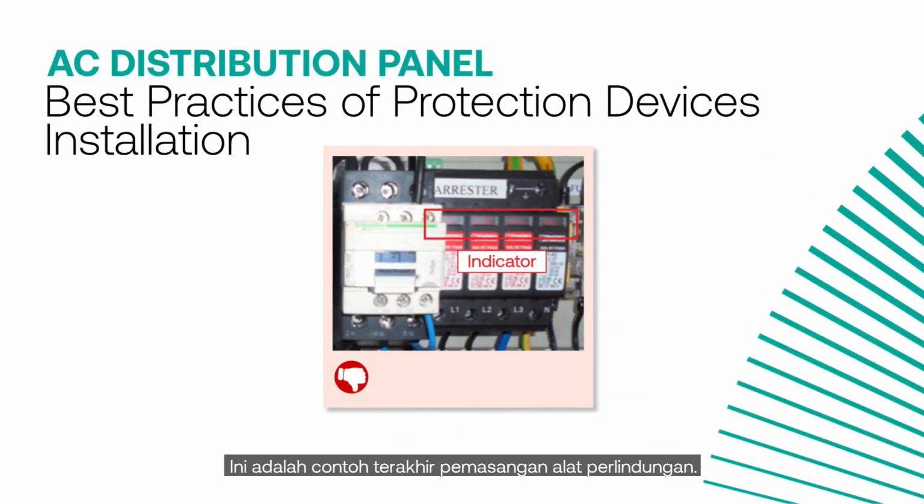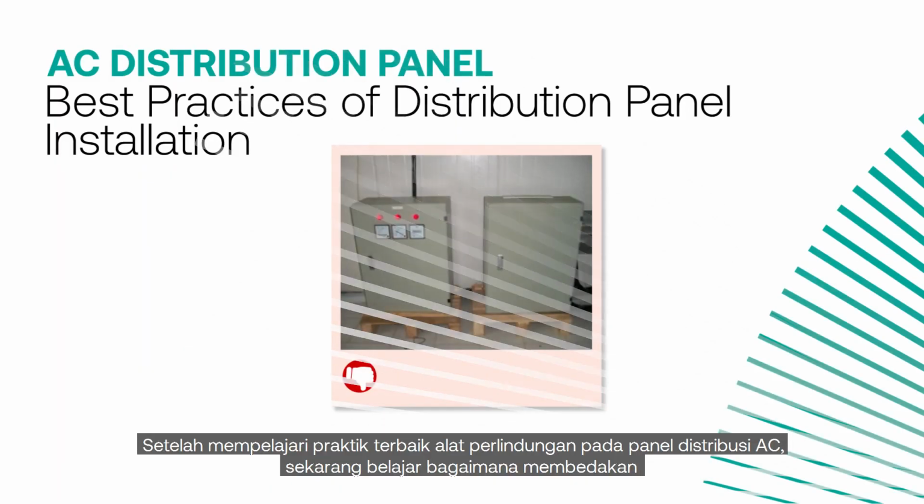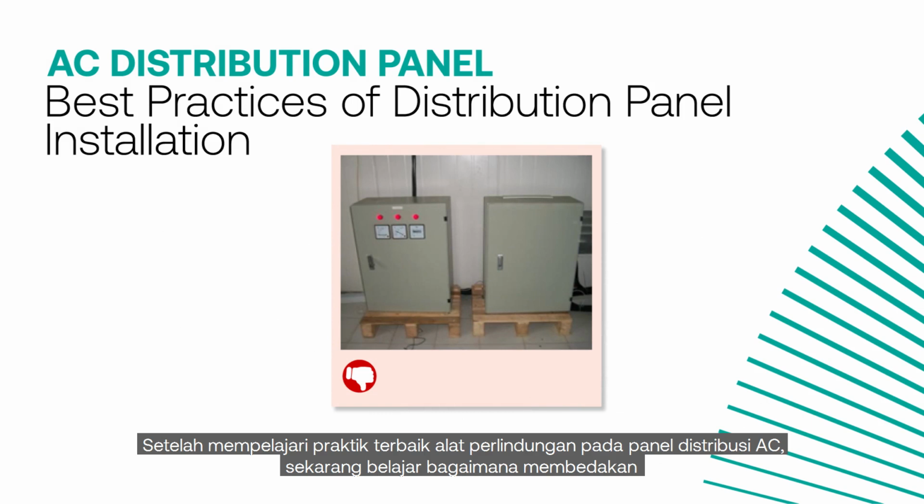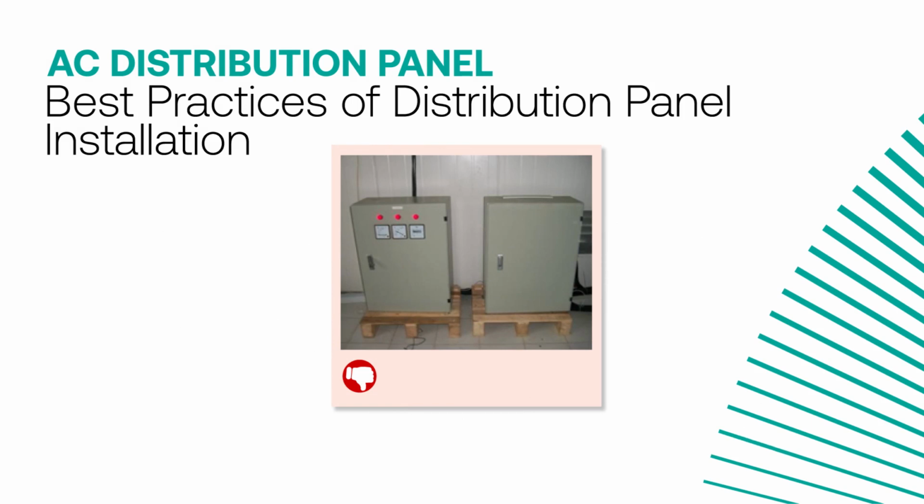This is the last example of protection devices installation. SPD in this example shows a red indicator. This means that the SPD needs to be replaced. After learning the best practices of protection devices in AC distribution panel, now let us continue by learning how to distinguish a good and bad AC distribution panel installation.